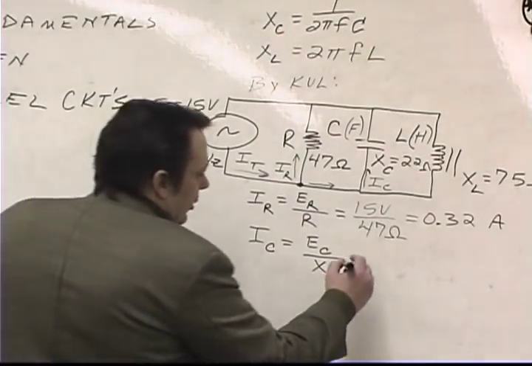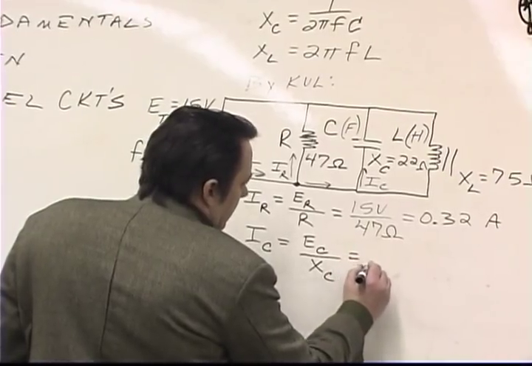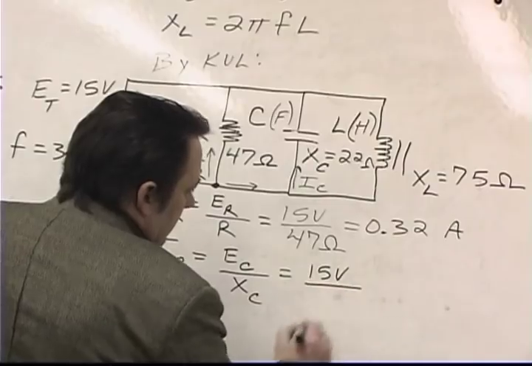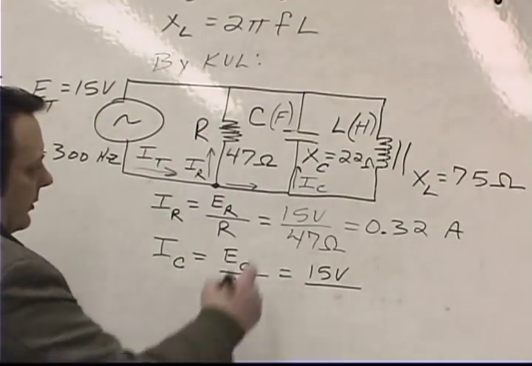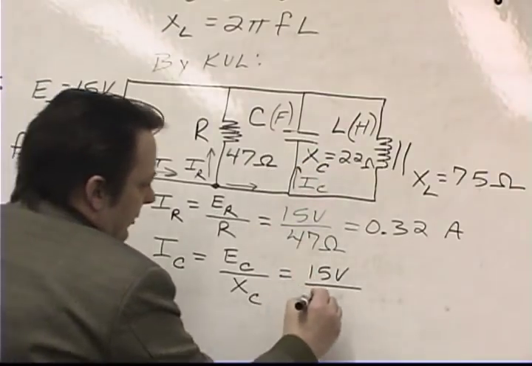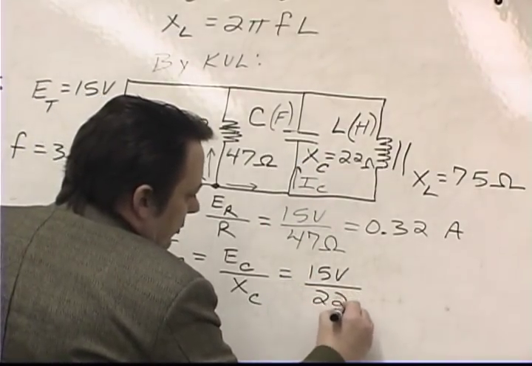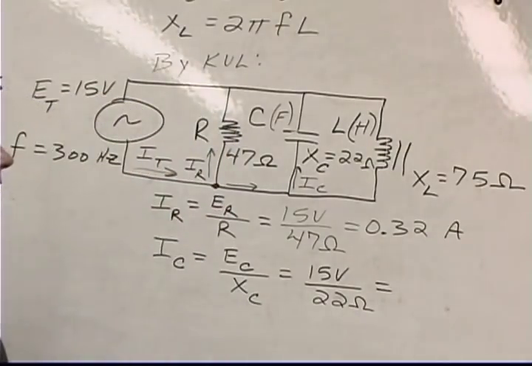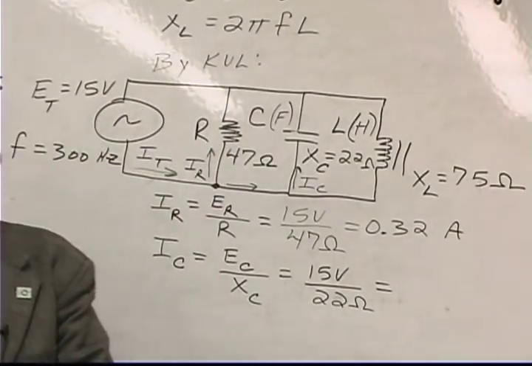Okay, so calculator's ready. We have 15 volts across the capacitor divided by the opposition to current flow associated with the capacitor, which is 22 ohms, which gives us a current flow to the capacitor of how many amps?